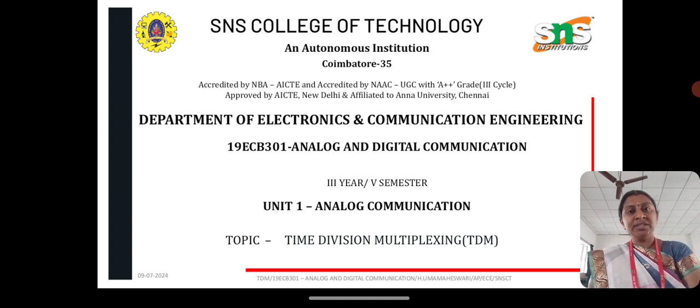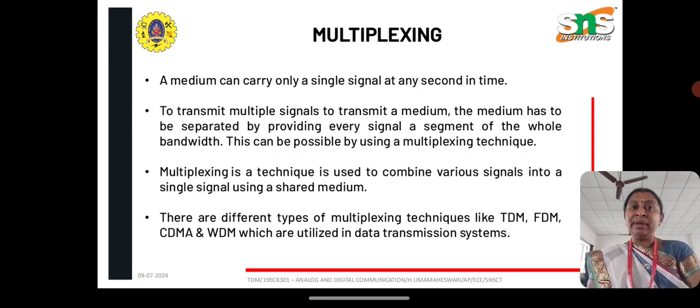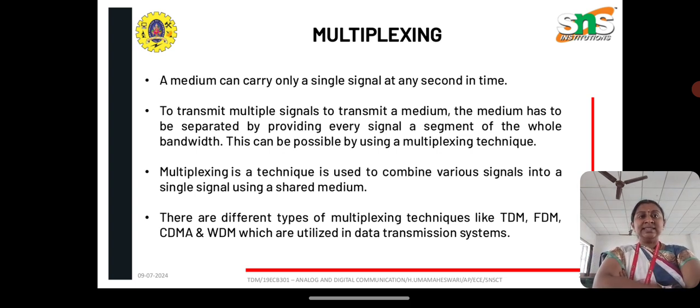In this video lecture series, I'm going to explain time division multiplexing. A medium can carry only a single signal at any second in time. To transmit multiple signals in a medium, the medium has to be separated by providing every signal a segment of the whole bandwidth. This is possible by using multiplexing techniques. Multiplexing is a technique which is used to combine various signals into a single signal using a shared medium.